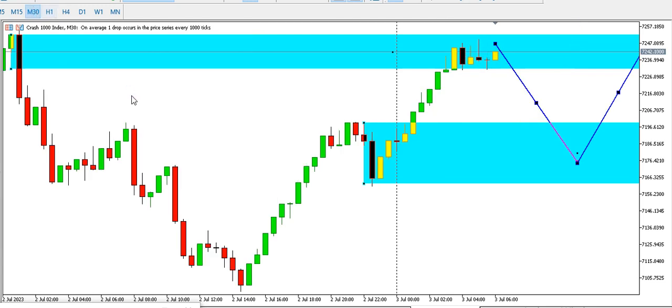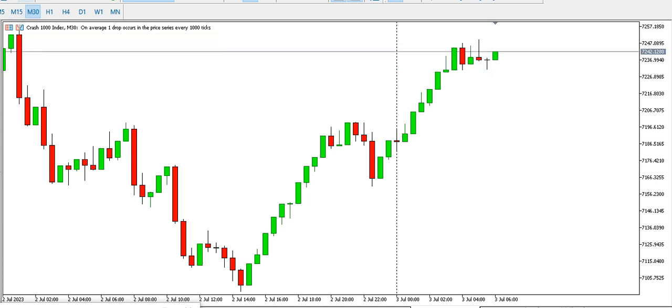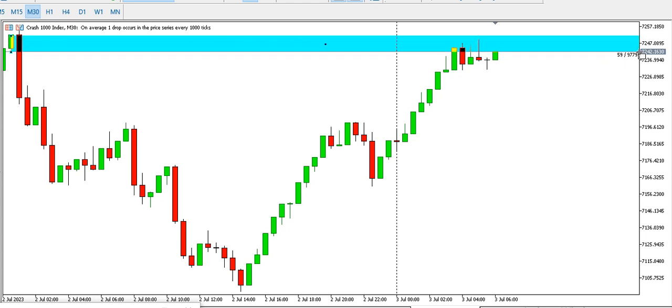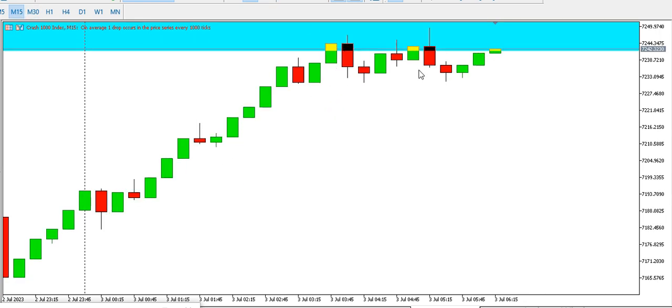On the 30 minutes time frame, price is ranging. We are already at this particular order block on the 30 minutes time frame. Price might likely break above this very order block. A break and close above this order block on the 30 minutes time frame might likely see price continue to rise and rise.